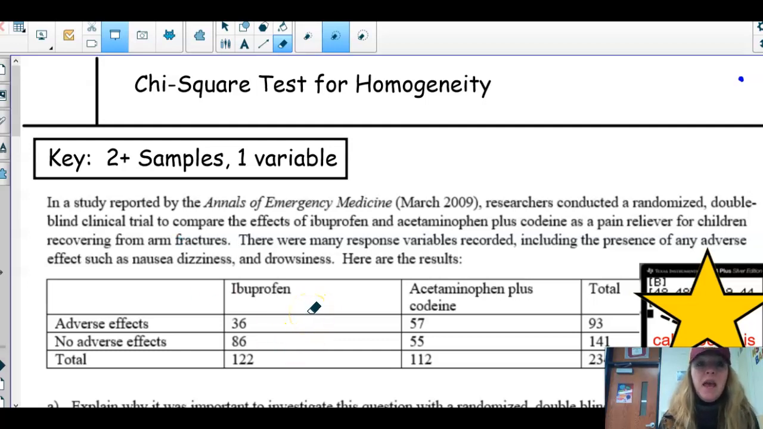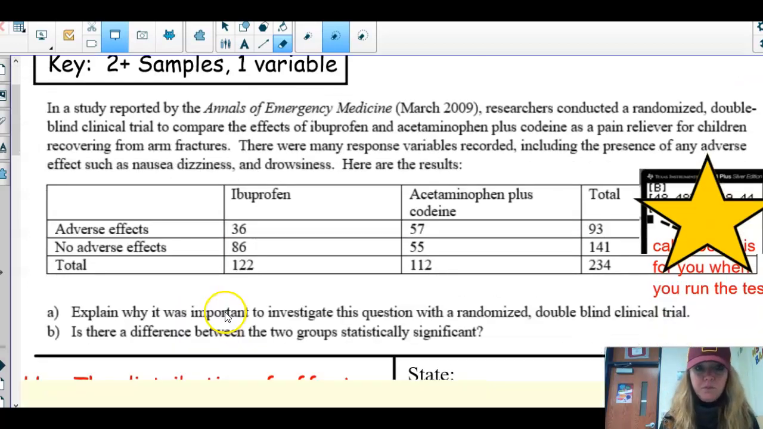All right, let's go. In a study reported by the Annals of Emergency Medicine in March of 2009, researchers conducted a randomized double-blind clinical trial to compare the effects of ibuprofen and acetaminophen plus codeine as a pain reliever for children recovering from arm fractures. There were many response variables, including the presence of adverse effects such as nausea, dizziness, and drowsiness. Here are the results. Explain why it's important to investigate the question with a randomized double-blind clinical trial.